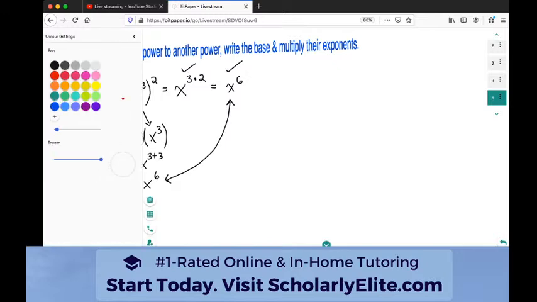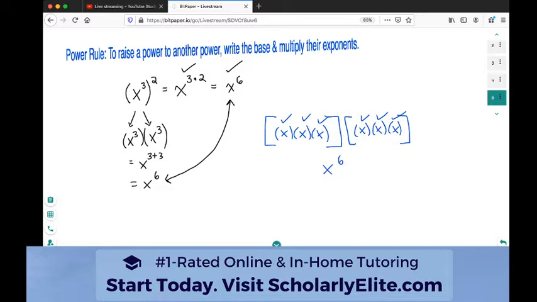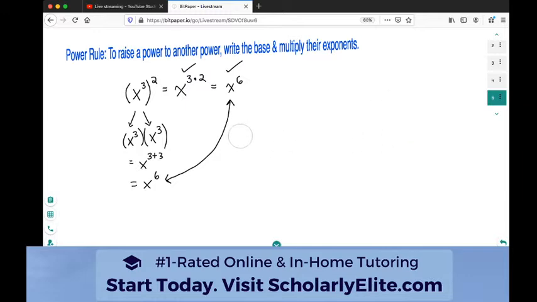Another way of showing this is like saying x times x times x, because that's another way of saying x to the power of 3, times x times x times x. And if you think about it, here we've got 1, 2, 3, 4, 5, 6. And that's x to the power of 6. So this is kind of a breakdown of why this happens. Again, I really only need you guys to understand how to do that first example that I showed you here. So I'm just going to leave the one that matters.